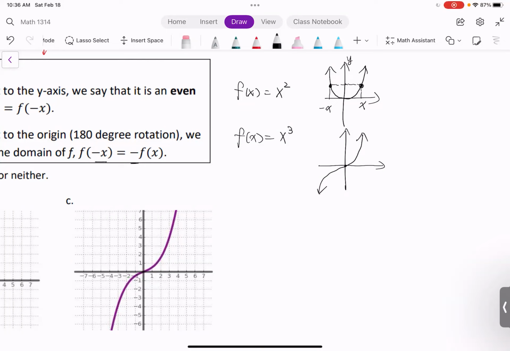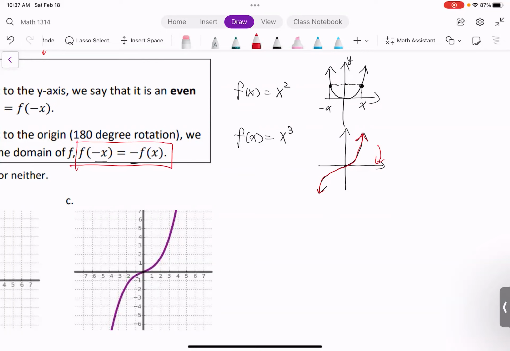If I rotate 180 degrees clockwise, I have the same graph, so they overlap with each other. And they must satisfy f of negative x equals negative f of x.